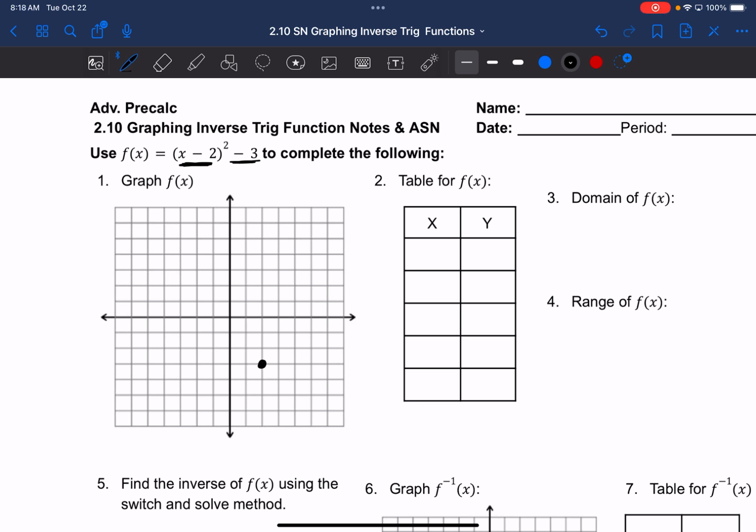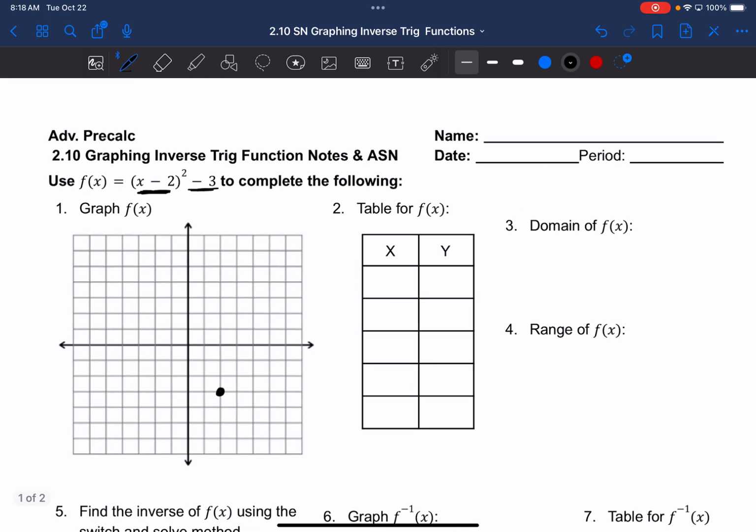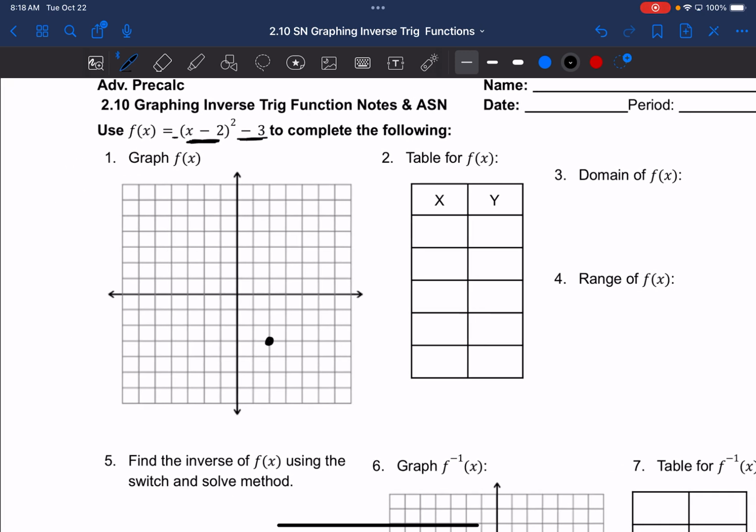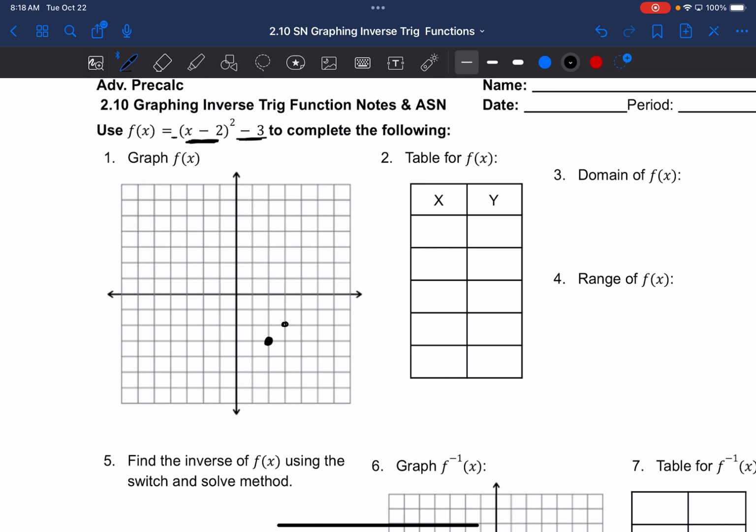Okay? And then from our vertex, as long as there has not been any type of stretch or compression, to plot the next point, we usually go up and over 1, both directions, right? Okay, well, I look for an A or a B. It does not appear that we have either one of those. So I am just going up 1 and over 1, both directions.